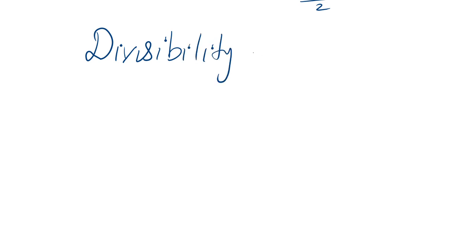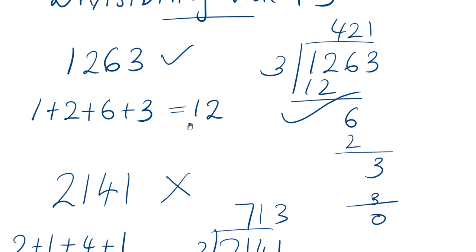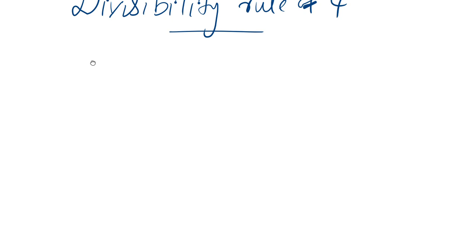Okay, next is the divisibility rule of 4. Divisibility rule of 4. Double the tens digit and add it to the ones digit. If this answer is divisible by 4, then our number is divisible by 4. I'll show one example.